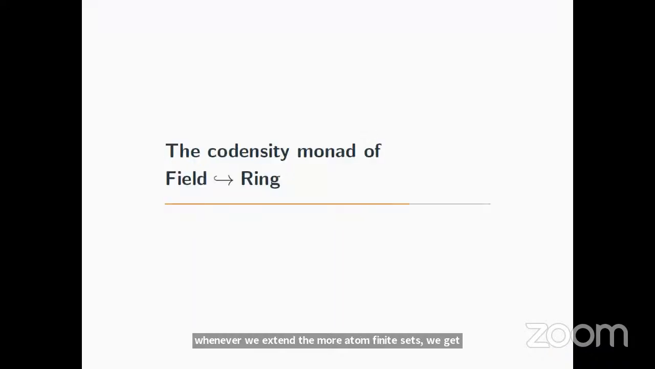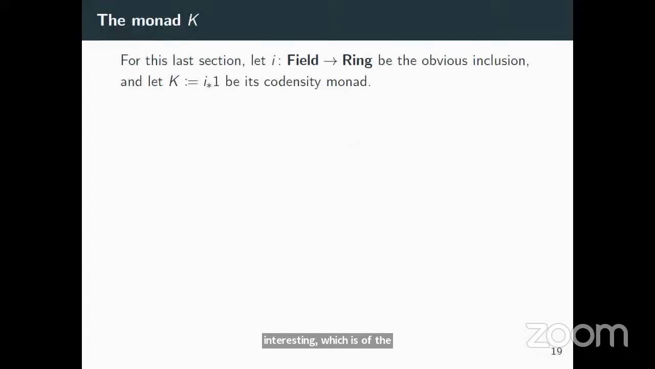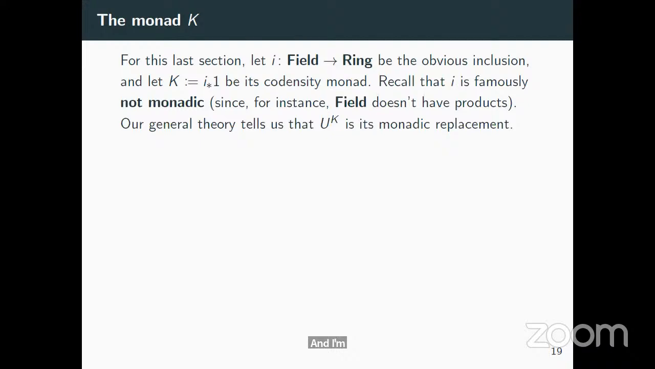Okay, and then for the last, I want to talk about this interesting codensity monad, which is of the inclusion of fields into rings. I'm going to reuse the notation I because it's an inclusion, and I'm going to call K its codensity monad. Why I'm interested in this one is because I: Field is one of the first examples that you meet of a category that's not monadic over set for many reasons. One easy one is that fields don't have products. So I'm interested in looking at this codensity monad because its algebras are going to give me the monadic replacement of the category of fields over set.